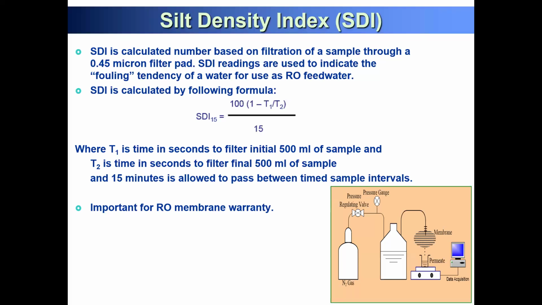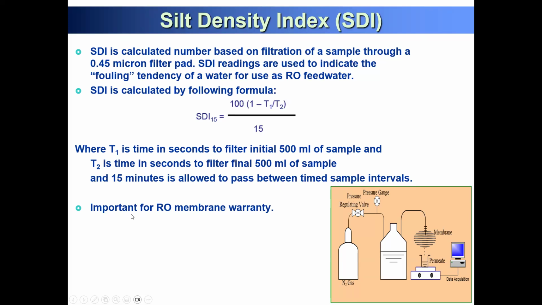SDI is calculated by the following formula. SDI15 is 100 times (1 minus T1 over T2) over 15. T1 is the time in seconds to filter the initial 500 milliliters of sample. T2 is the time in seconds to filter the final 500 milliliters of sample. And 15 minutes is allowed to pass through this membrane between the sample intervals.